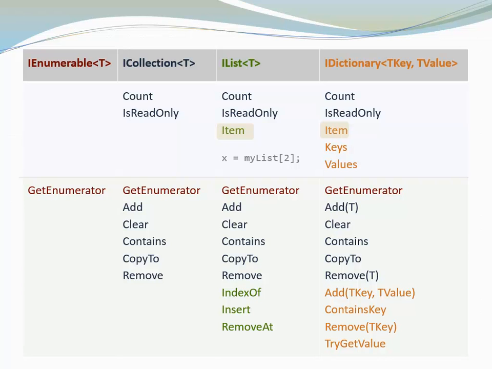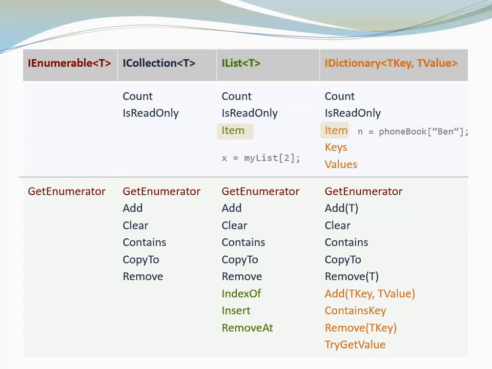Let's look at another example. Here I have a dictionary called phonebook. It stores my friends' names and their phone numbers. I use the Item property to look up Ben's phone number and I assign it to a variable called n.